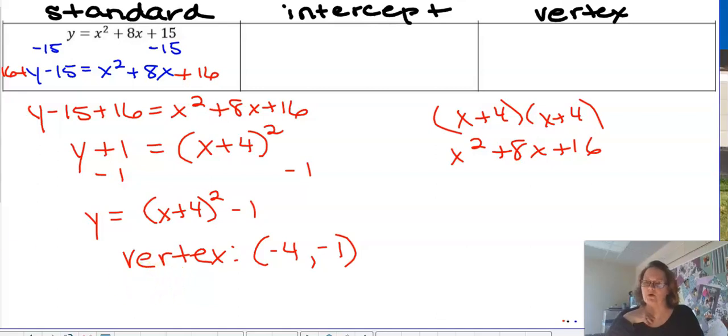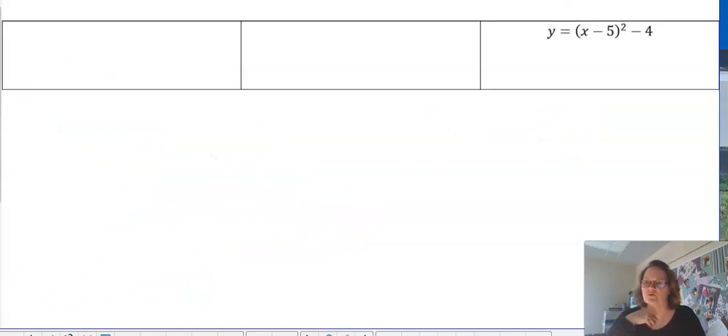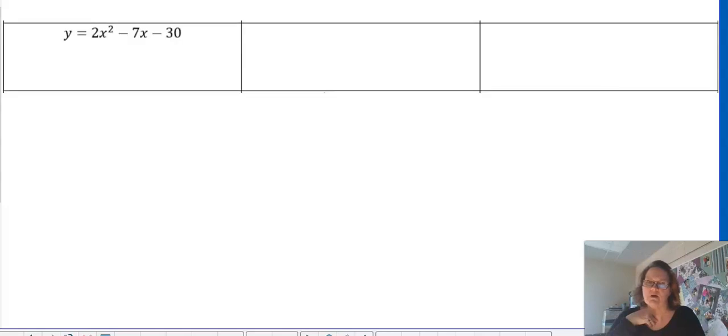All right, I'm going to do one more. I don't want to make this video too terribly long. Let's see, where's one that's not vertex form? Okay, here's another one that's not vertex form.